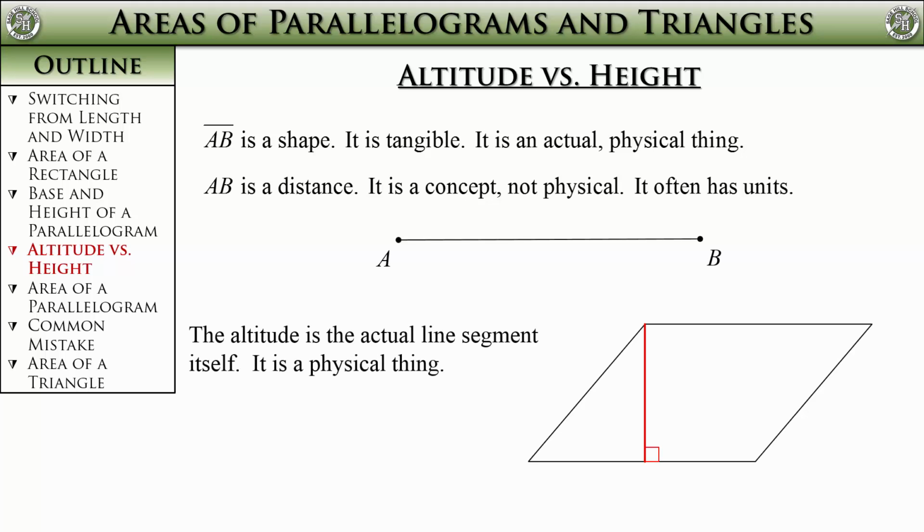The altitude is the actual line segment itself. It's a physical thing. The height is the length of that altitude. It's a distance. It's a concept and might have units. Very similar to our line segment versus distance discussion from before. It's a tiny difference, but if you wanted to know the difference between the two, that is what it is.